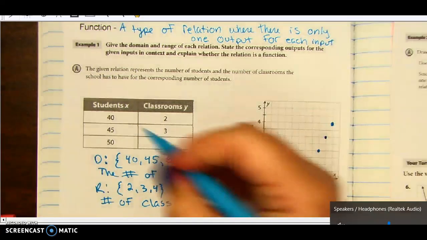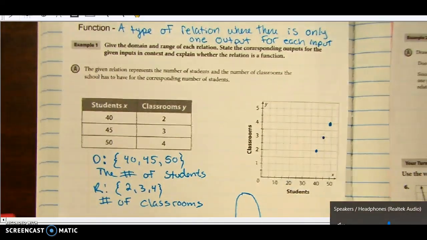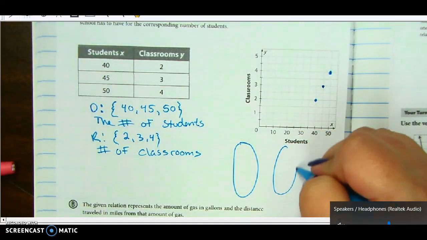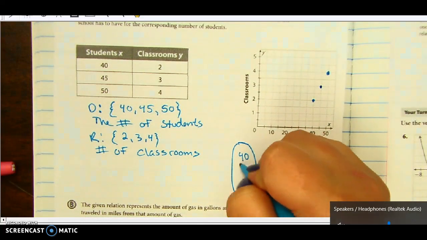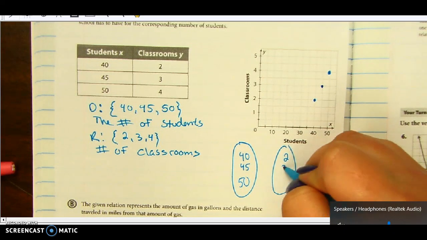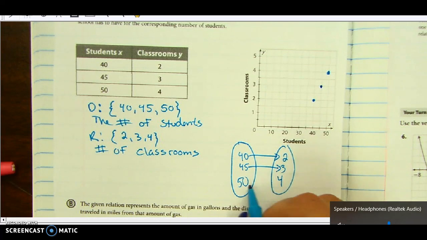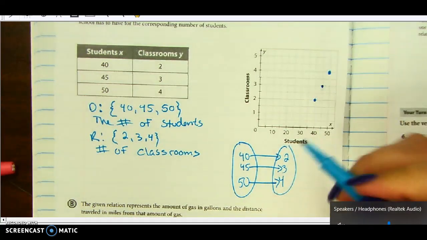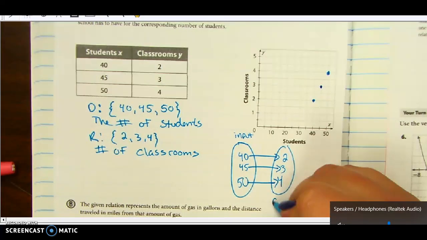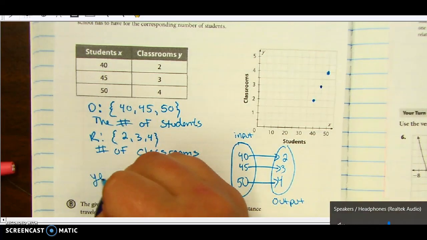Another way, sometimes easier, to see if something is a function is to do a mapping. So if we have 40 students, 45 students, and 50 students, and our classrooms are going to be 2, 3, and 4, 40 goes to 2, 45 goes to 3, 50 goes to 4. Notice that each input goes to only one output. So yes, this is a function.